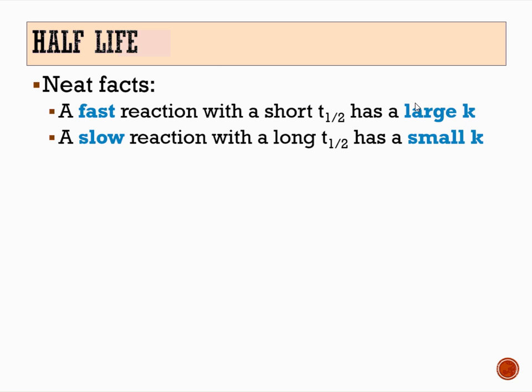We've already talked about large k reactions being fast and small k reactions being slow. We can also throw half-life into that. A large k, fast reaction has a short half-life. A small k, slow reaction has a long half-life. Just an association that perhaps could be used in a question.